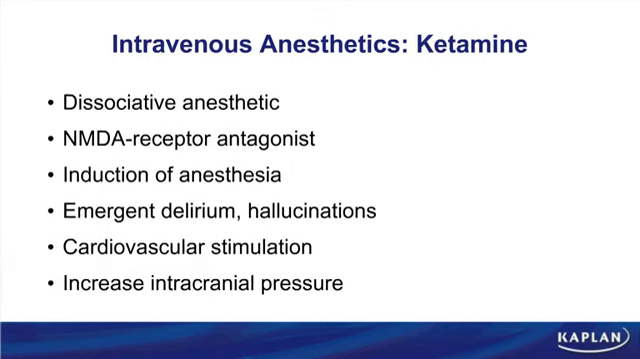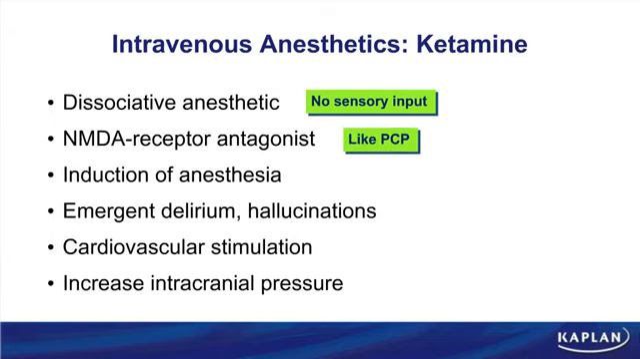Our final IV anesthetic is ketamine. It's a drug that's known as a dissociative anesthetic, which means you don't detect any sensory input. Basically, ketamine makes you catatonic. It works by blocking NMDA receptors. Remember that this is a receptor for glutamate. Ketamine and the drug PCP work very similar as NMDA receptor blockers.